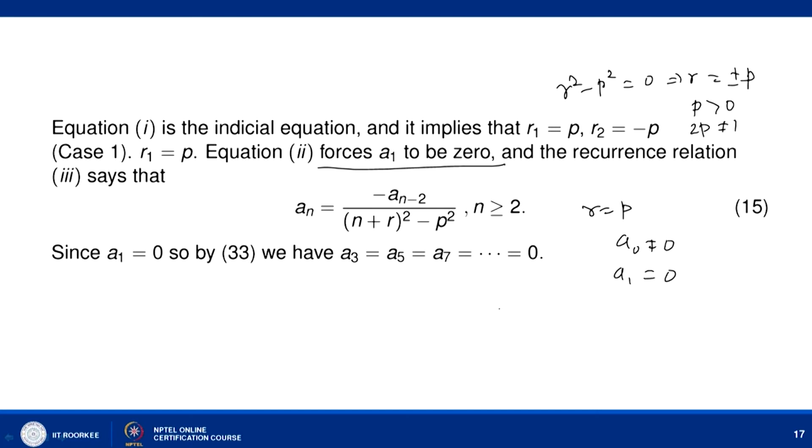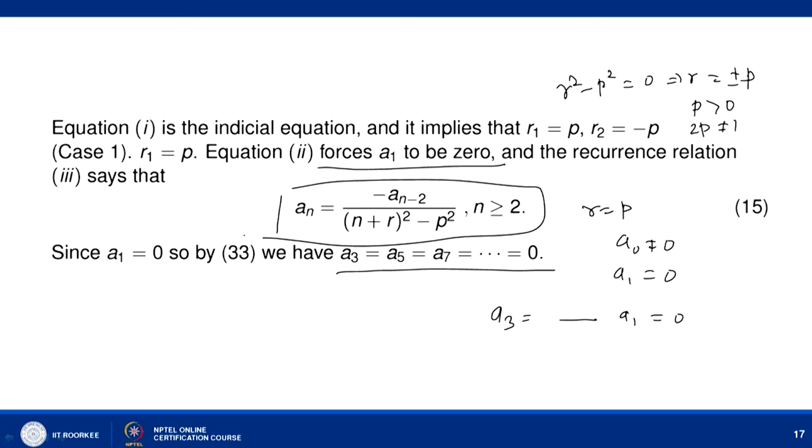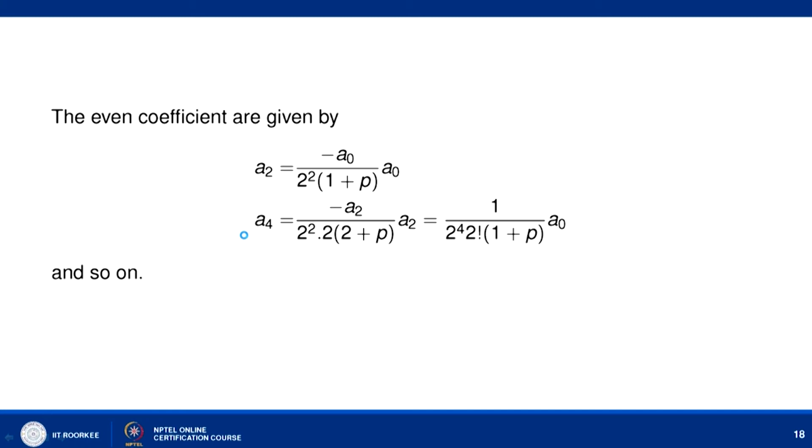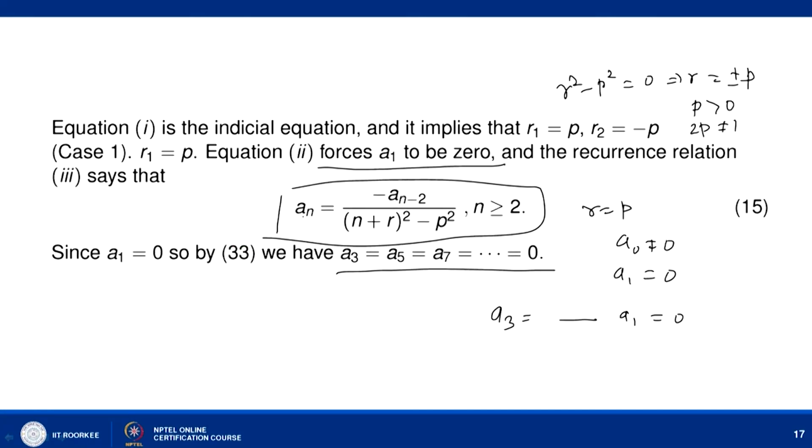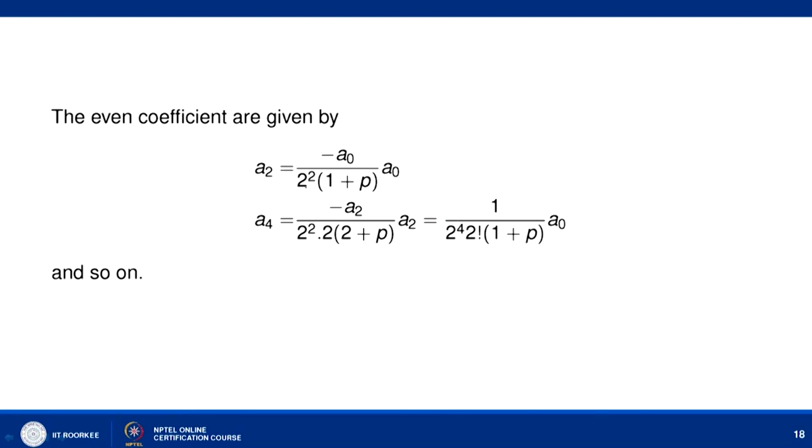So using this expression we can write that a3, which is given in terms of a1, has to be 0. Similarly all the odd coefficients have to be 0 here, because of this recurrence relation. So we need to find out only a2 in terms of a naught. So a2, for n equal to 2, is minus a naught divided by (2 plus p) whole square minus p square, that is, 2 square (1 plus p) a naught, we are taking 2 out, right.